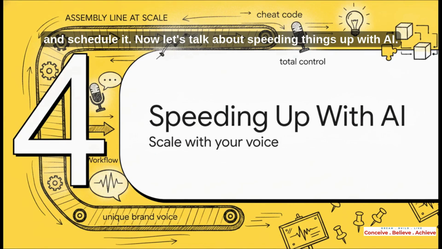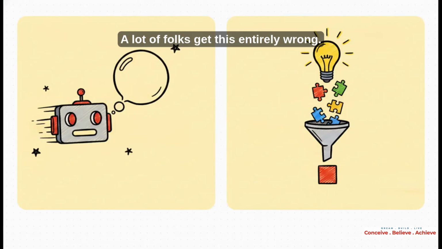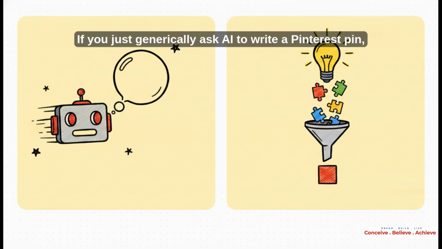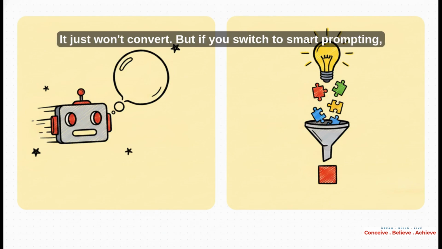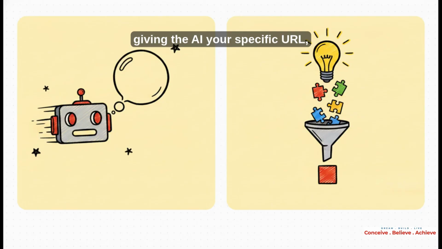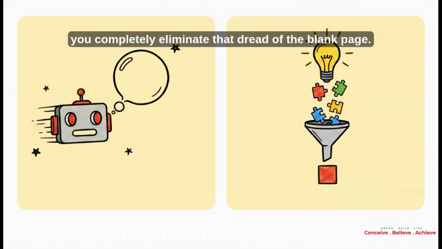Now let's talk about speeding things up with AI, scaling up without losing your unique voice. A lot of folks get this entirely wrong. If you just generically ask AI to write a Pinterest pin, you are going to get robotic, generic fluff. It just won't convert. But if you switch to smart prompting, giving the AI your specific URL, your target audience, and your chosen angle to build a complete package, you completely eliminate that dread of the blank page. You end up with highly strategic, ready-to-use content.